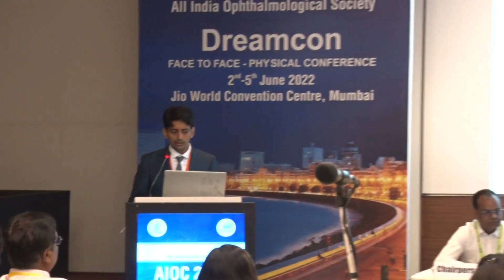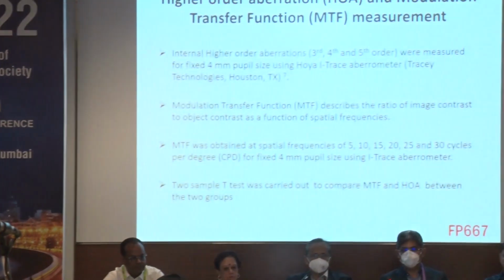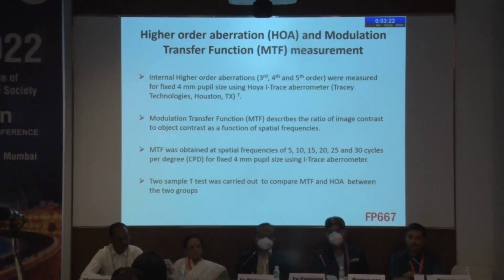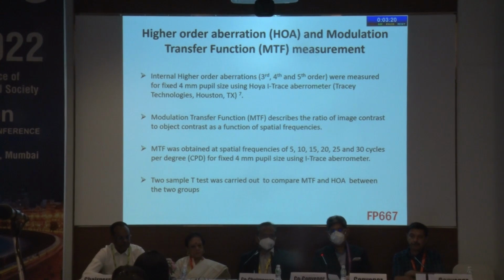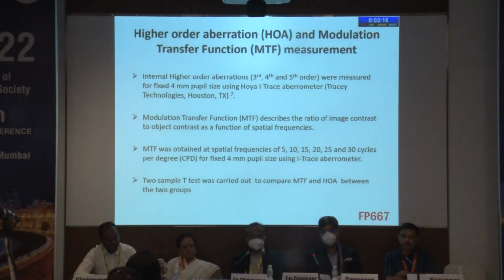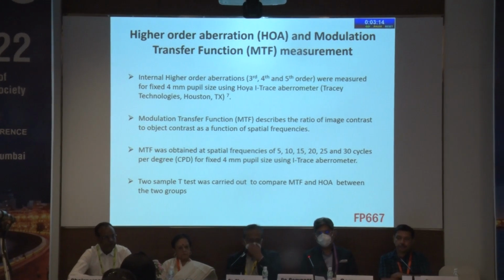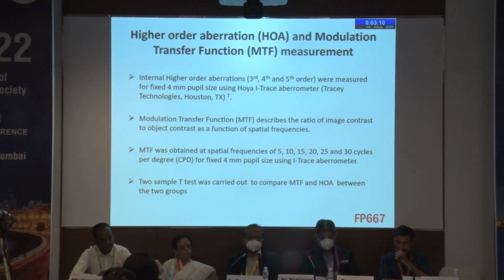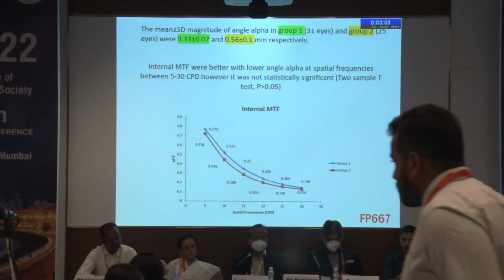Internal higher order aberrations were measured for fixed 4 millimeter pupil size using Eye Tracey aberrometer. Modulation transfer function, which describes the ratio of image contrast to object contrast, was obtained at spatial frequencies of 5, 10, 15, 20, 25 and 30 cycles per degree for again fixed pupil size of 4 millimeters using Eye Tracey aberrometer. 2 sample t-test was carried out to compare the MTF and HOA between the 2 groups.